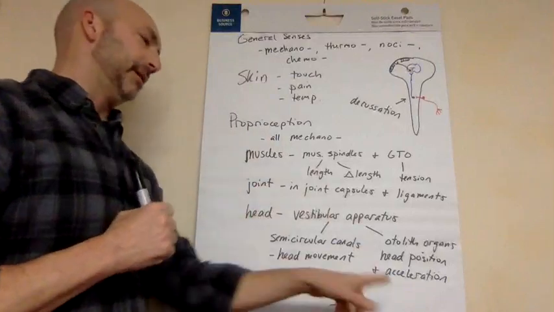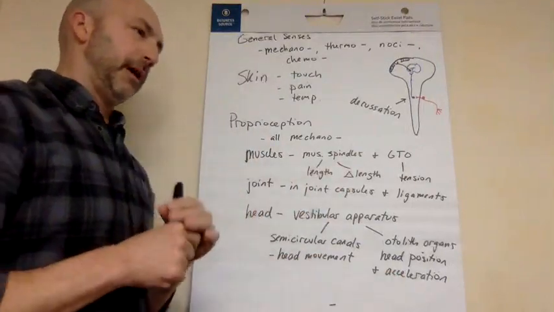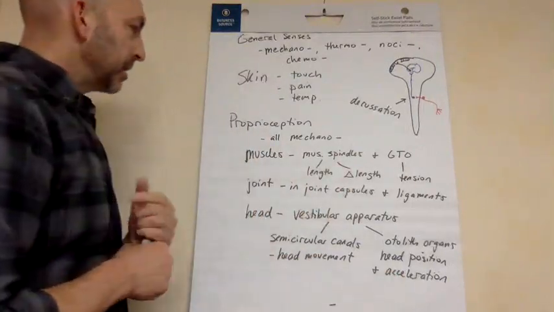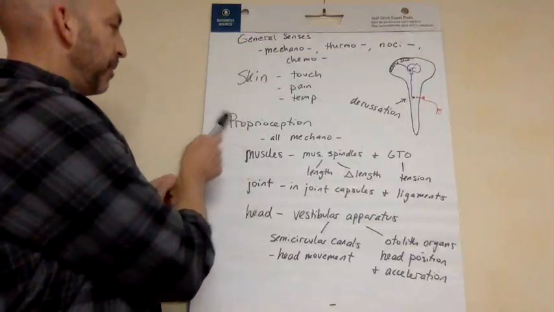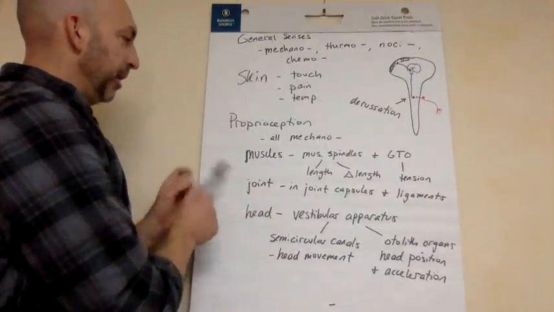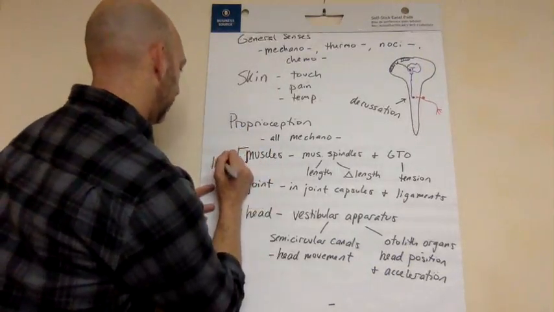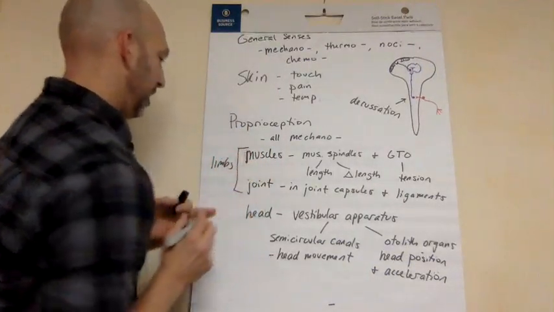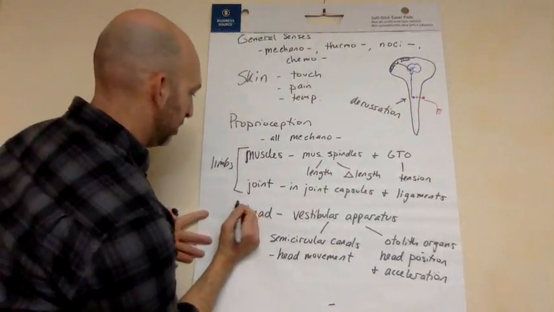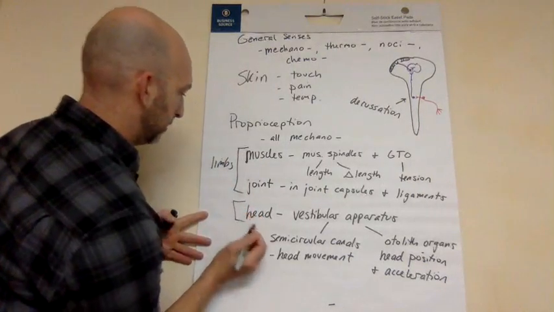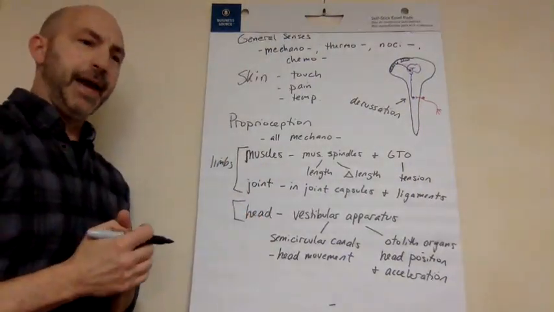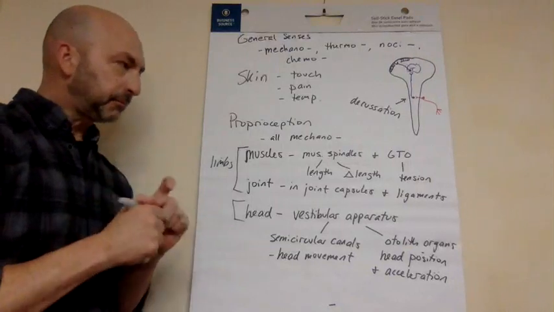More so, acceleration is changes in movement, right? Changes in speed. And so we've got proprioception from the muscles and the joints, which collectively we would say limbs, and then proprioception relative to the head. Okay.